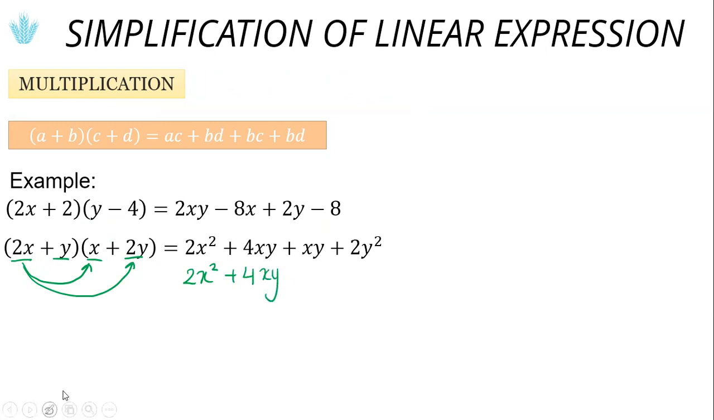Okay, I will use the other color, blue. y times x. What is y times x? xy. Right? The same. Don't write yx, because of alphabetical order. Y times 2y, 2y square. So, are there any like terms?